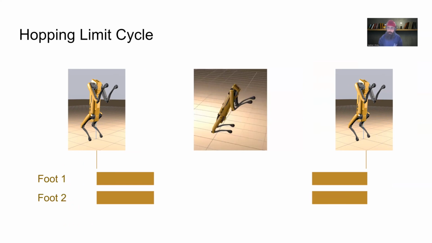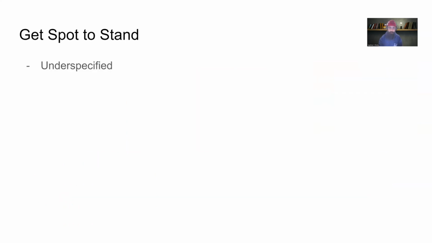Similar situation for a hopping limit cycle, which is the second gait I tested out. Both feet are initially on the ground, then they leave the ground, and then they land back down.